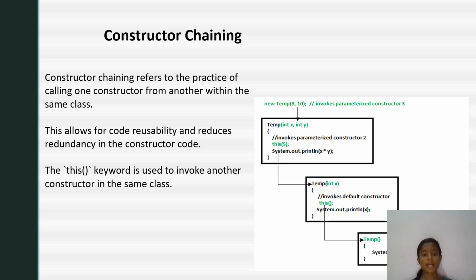Constructor chaining. Constructor chaining refers to the practice of calling one constructor from another within the same class, for example with parameterized constructors. This allows for code reusability and reduces redundancy in constructor code. The this keyword is used to invoke another constructor in the same class.